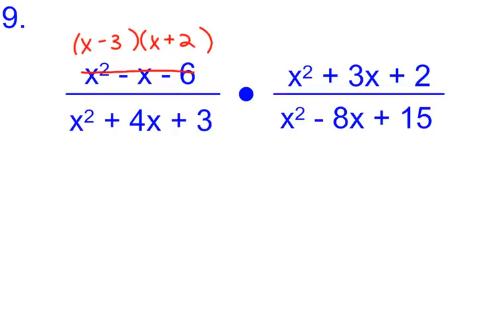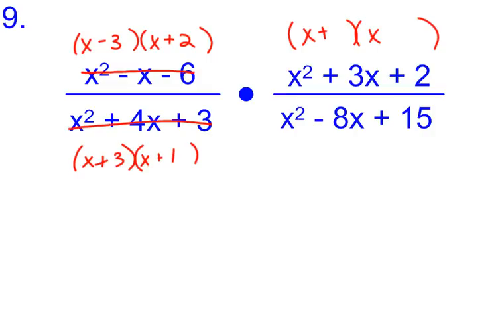So my denominator here, then, I'm looking for factors of 3 when added together make 4. I would say that's 3 and 1. Over here, I have factors of 2 when added together make 3. So I'm going to say 2 and 1.